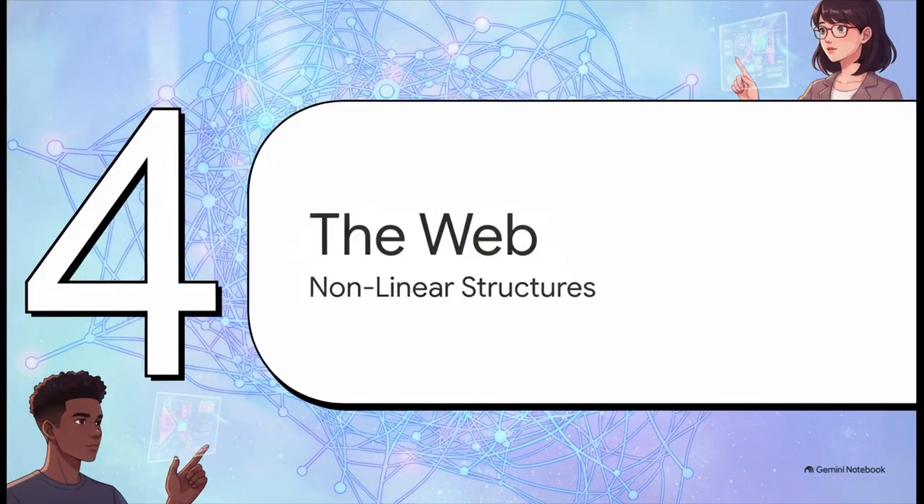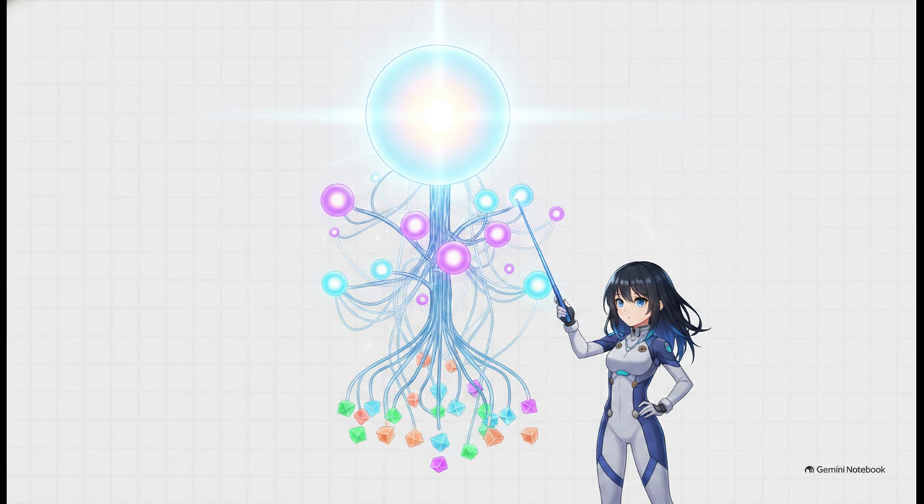Moving on to part 4, the web, or nonlinear structures. Our first nonlinear structure is the tree. Unlike arrays or queues, trees are hierarchical. They feature a root node at the very top, which branches down into internal nodes and finally ends at leaf nodes at the very bottom.